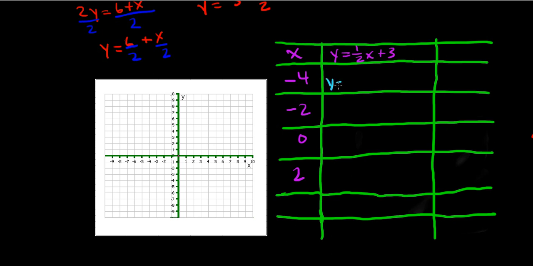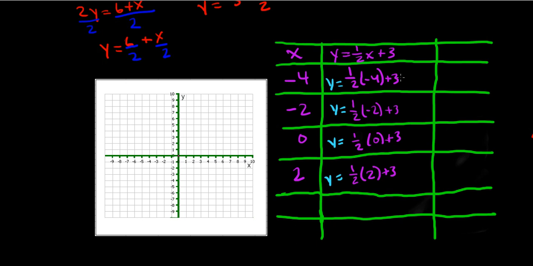So y equals 1/2 times negative 4 plus 3. Now the next one's going to be y equals 1/2 times negative 2 plus 3. And the next one's going to be 1/2 times 0 plus 3. The fourth one is going to be 1/2 times 2 plus 3. Now we can create ordered pairs in the right column.